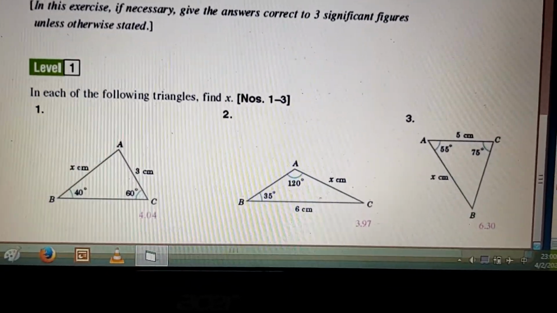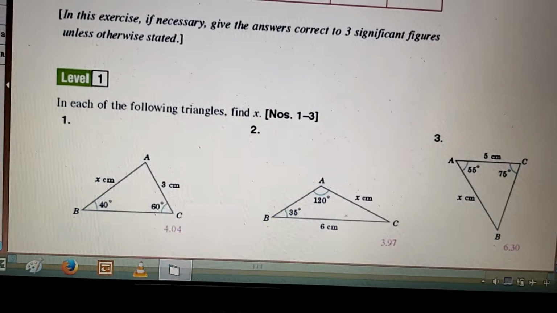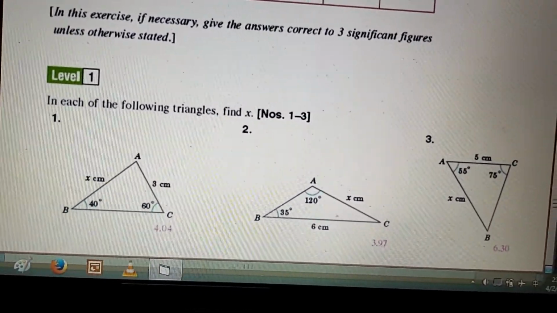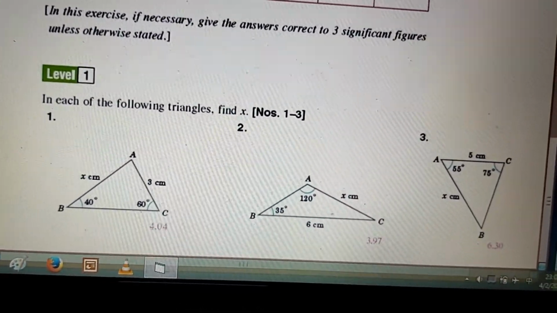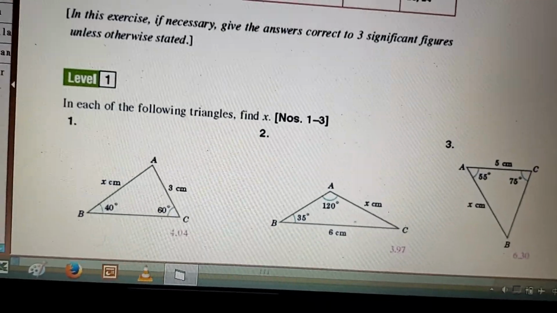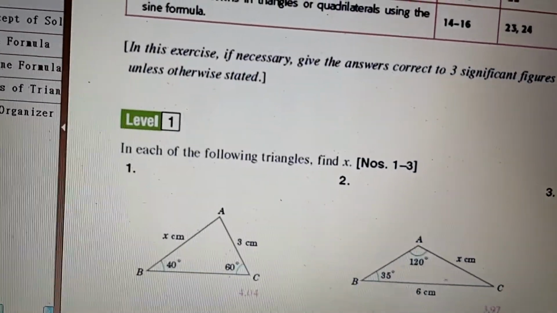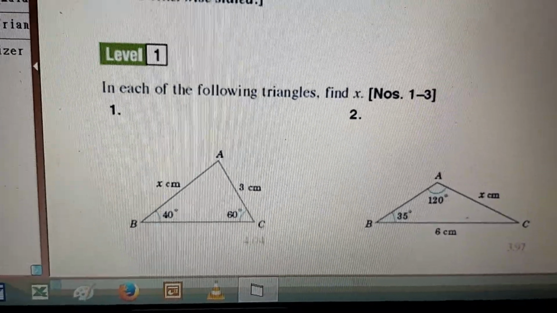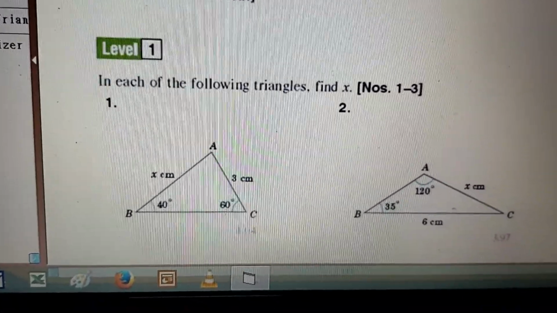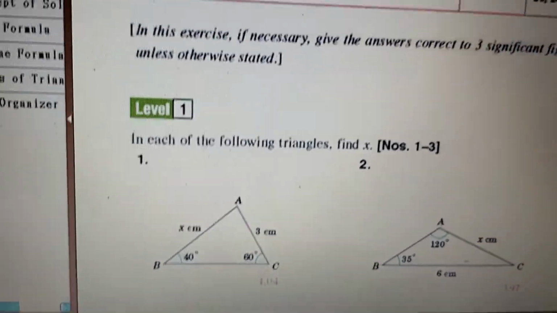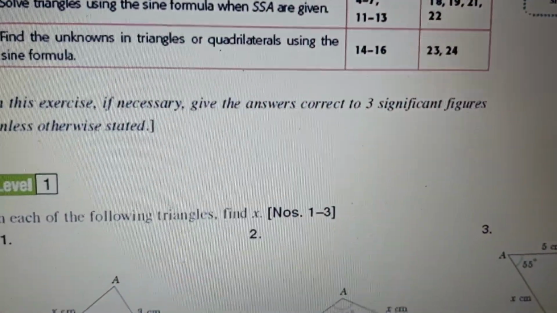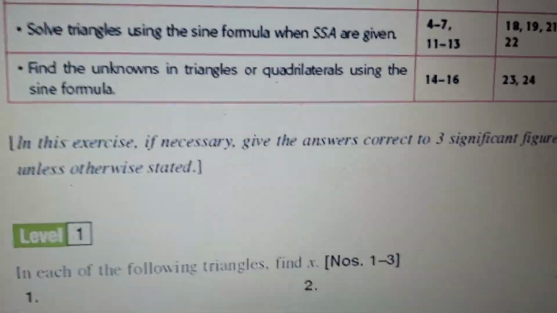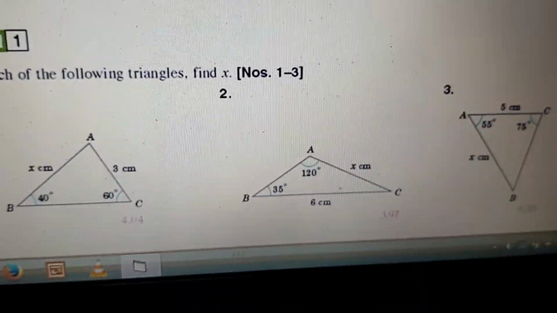So, in the last lesson, I asked you to do questions 1 to 16 and questions 20 to 22. Now let's check the answers. Question 1, the answer is x is 4.04. So remember to take 3 significant figures if necessary, okay? 3 significant figures.